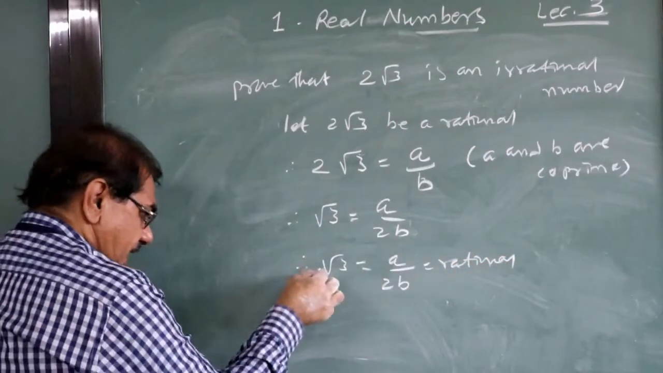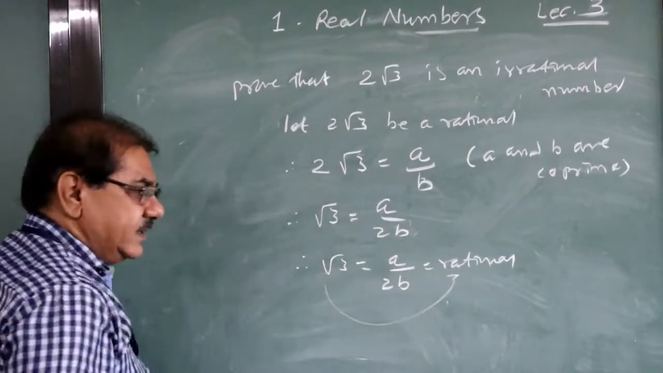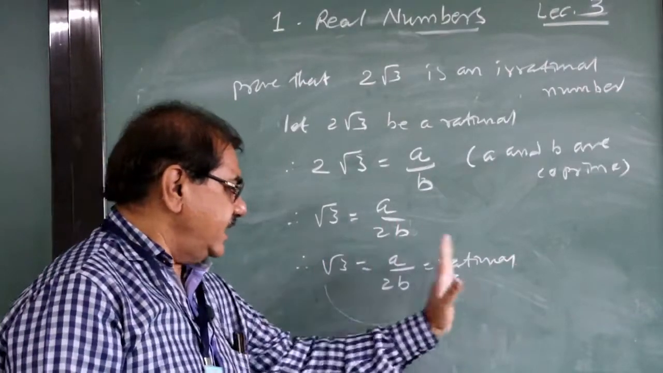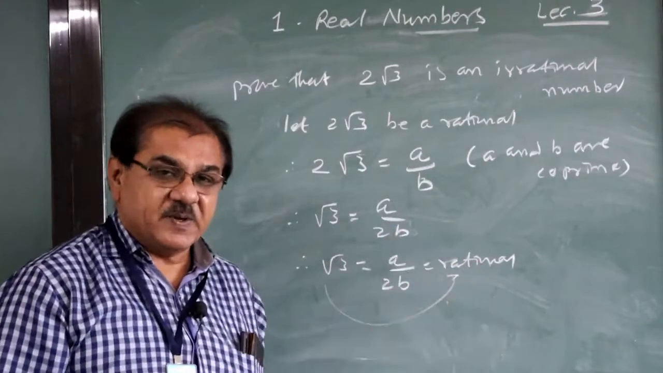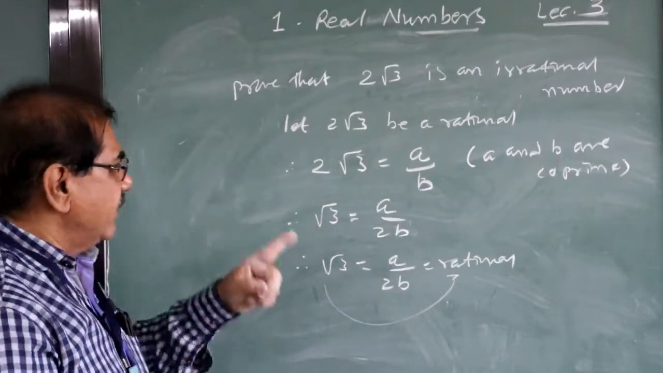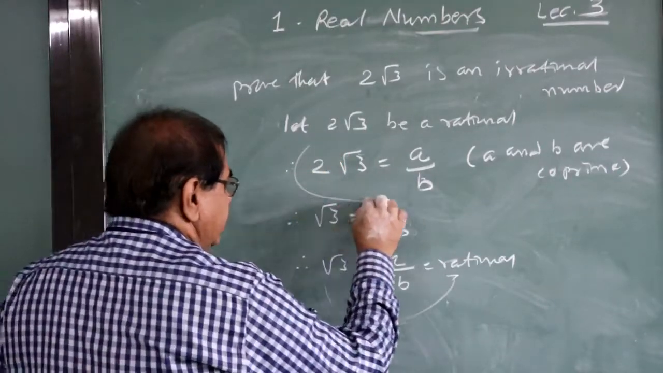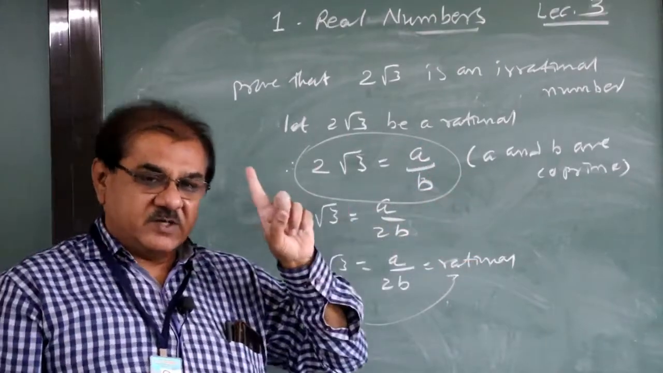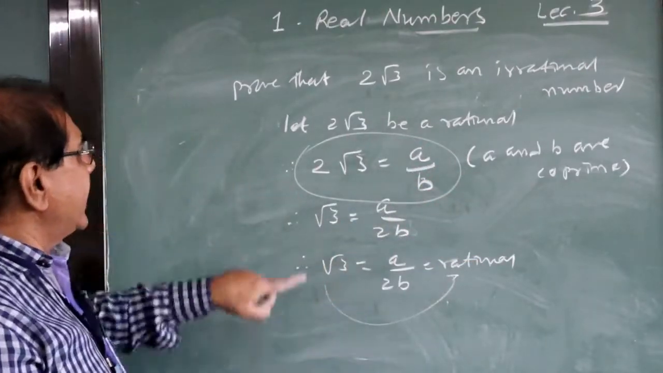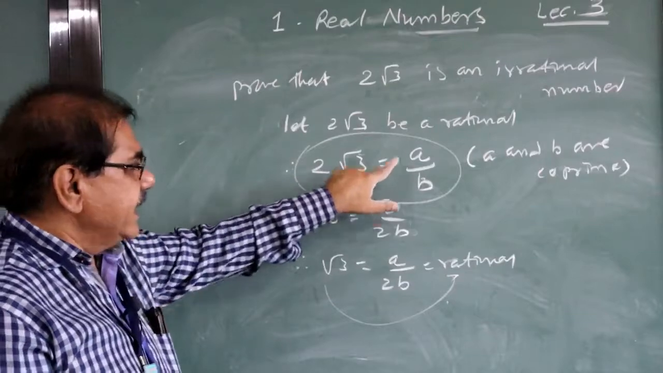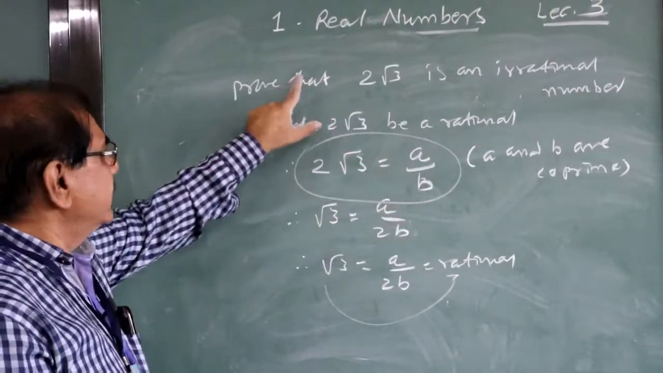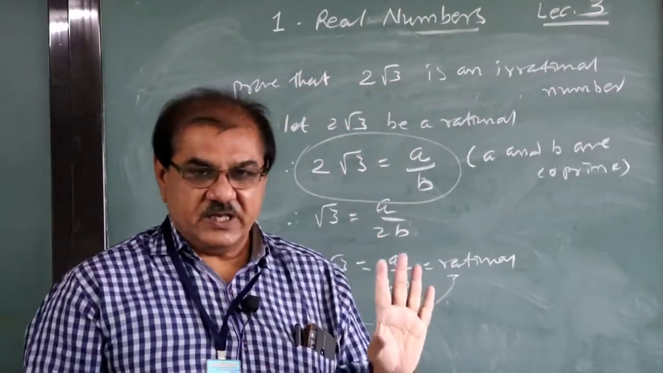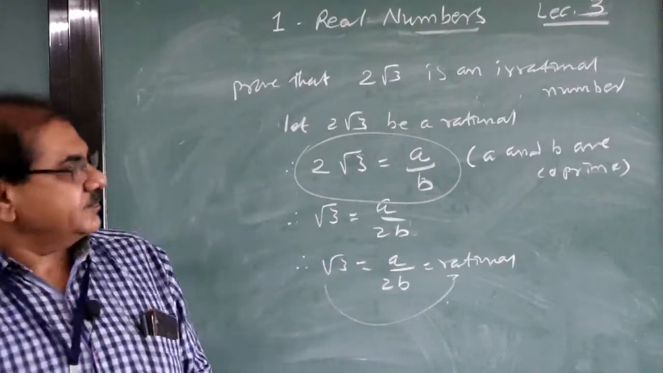But we know that root 3 is not a rational number. So one side is rational, one side is irrational. How is it possible? So there is some mistake. What was the mistake? That we assumed 2 root 3 to be a rational number. That was a fault. So we correct that 2 root 3 cannot be a rational number. So 2 root 3 is an irrational number. Okay.